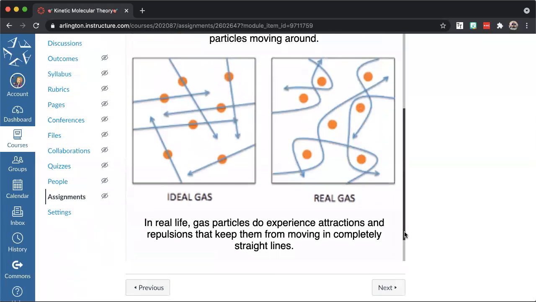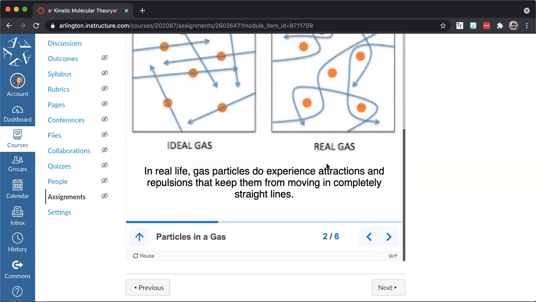In real life, they actually do experience attractions and repulsions that keep them from moving in completely straight lines. So ideal gases look like over here on the left, where they're straight lines until they hit something and then they bounce off, okay? Real gases, they're not really going in straight lines, okay? It's somewhat straight, but sometimes they're going to have attractions and repulsions, so they are going to kind of curve around and things like that.